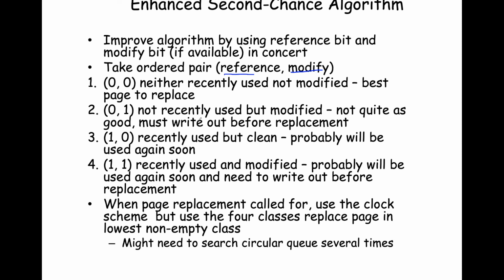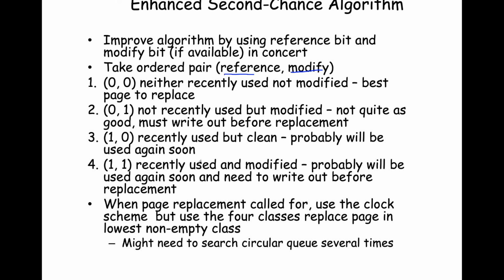Likewise, it could be 0,1. That means it has not recently been used, but it has been modified at some point in the past. This is not quite as good because when you replace a page with these bits set as 0,1, you're going to have to write it out before you replace it because it's dirty. It's just been modified. And then we have 1,0. That means it's recently been used, but it's clean, meaning it has not been modified. So probably it'll be used again soon.